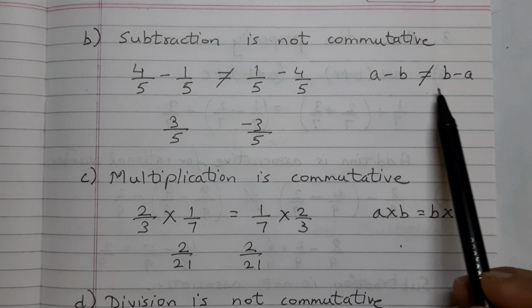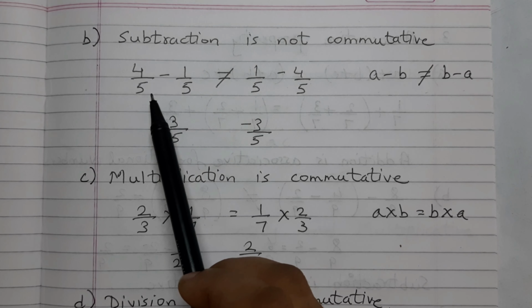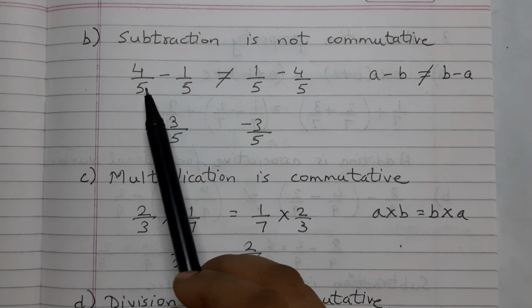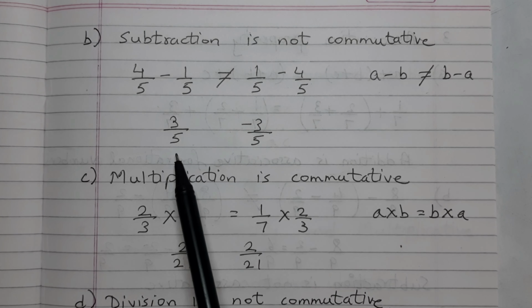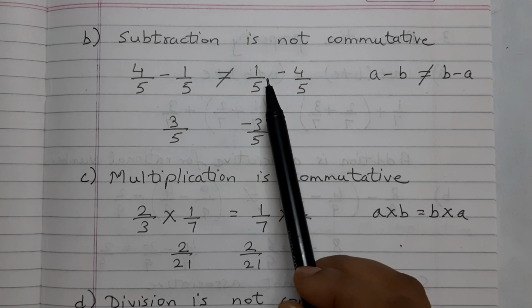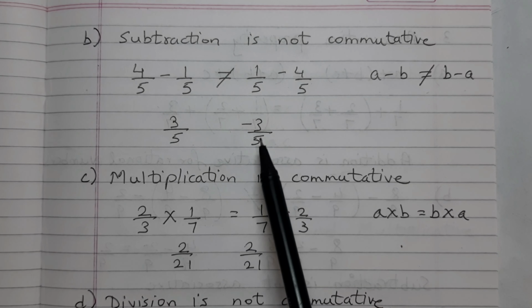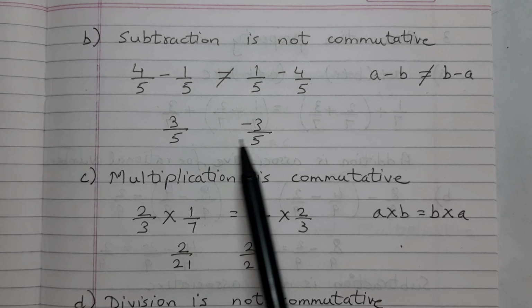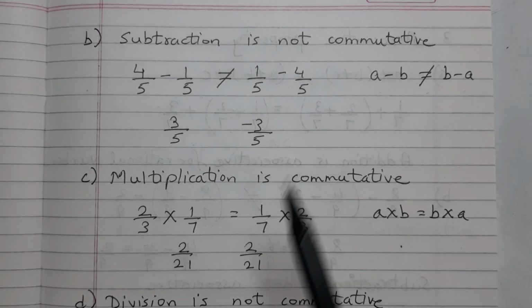Subtraction is not commutative. a minus b is not equal to b minus a. For example, 4 by 5 minus 1 by 5. 4 minus 1 is 3, so that's 3 by 5. If you change the order, 1 by 5 minus 4 by 5, 1 minus 4 is minus 3 by 5. So we are getting a different answer. That means subtraction is not commutative.